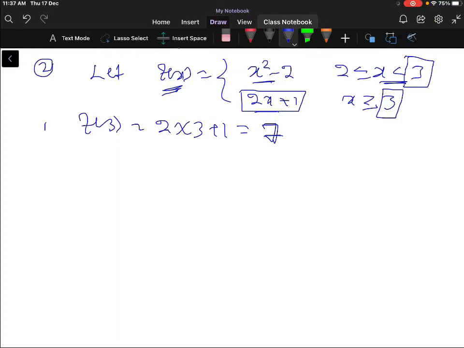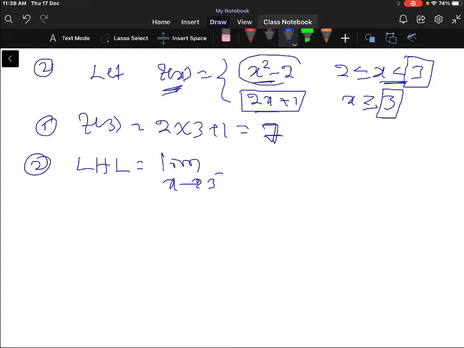Now the second step is the left hand limit, nothing but limit as x tends to 3 from the left side of 3. So you have to use the first function over here. So 3 square 9 minus 2, that is equal to 7.